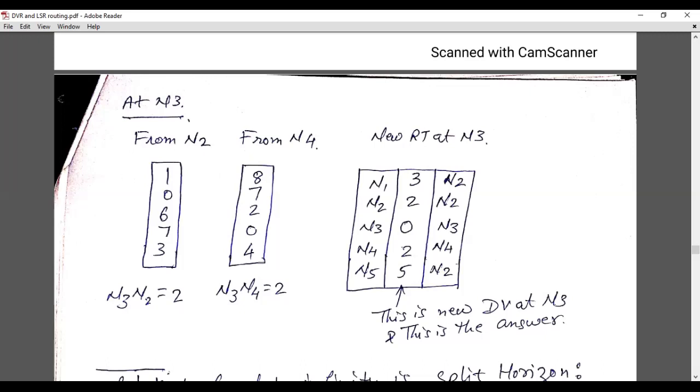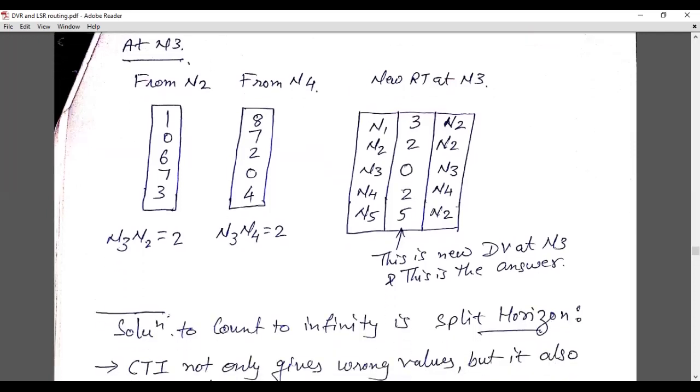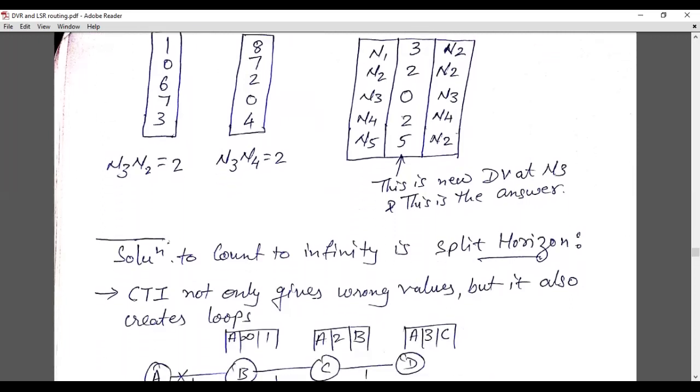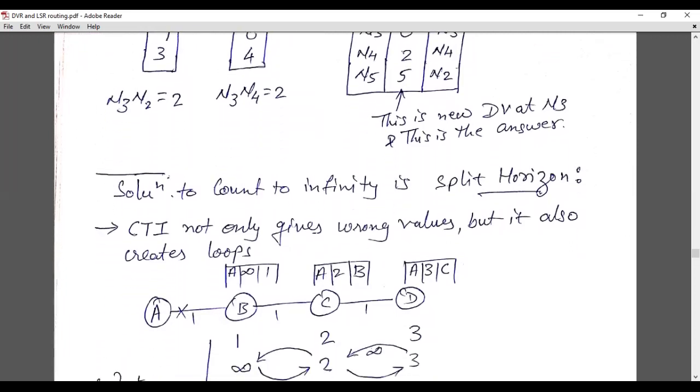For N4, it will be 7, 0. So 7, 0 added with 2, 2 will give you 2 with N4, right? And for N5, it is 3, 4 added with 2, 2. So that is 5 through N2. So this is the new distance vector at N3, and this is the answer. In this way, updated routing table related questions could be there.